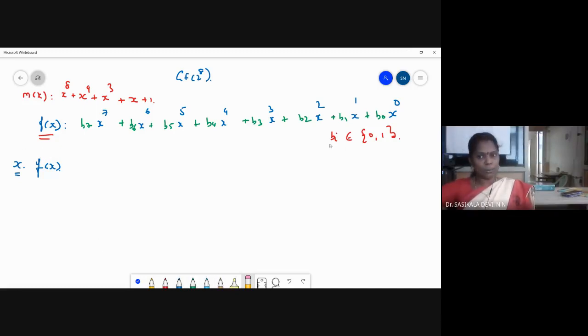If you multiply with this f(x), you will get the answer like this. There will be one more new term. x power 7 times x is x power 8, x power 6 times x is x power 7, and this will be x power 6, x power 5, then x power 3 times x is x power 4, x squared times x is x cube, and x power 1 times x is x squared. There is no x power 0 term, because it is multiplied by x.